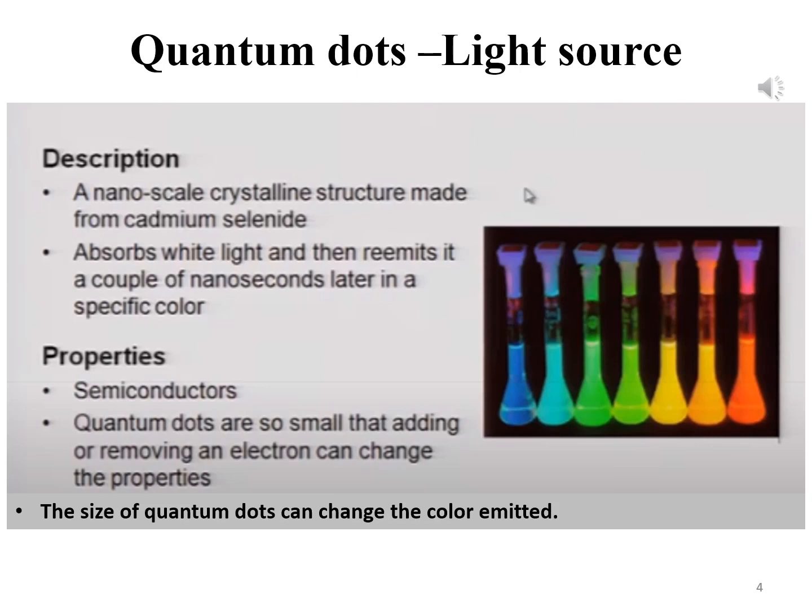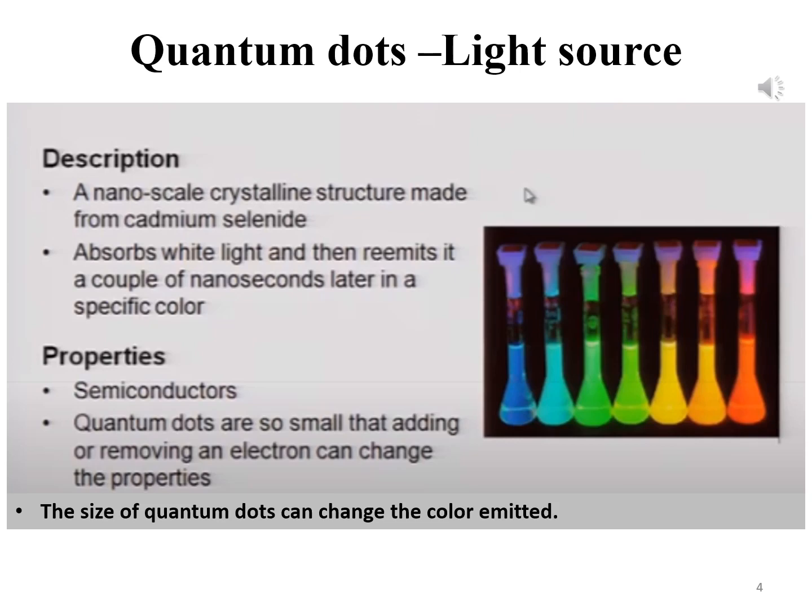When these absorb white light and then re-emit it a couple of nanoseconds later, they show different colors. So the color depends on the size of the nanoparticles, and if we vary the size, then we can change the color. These quantum dots are semiconductors, and they are so small that by adding or removing only one electron, the properties can change, and the color of that material could be changed.